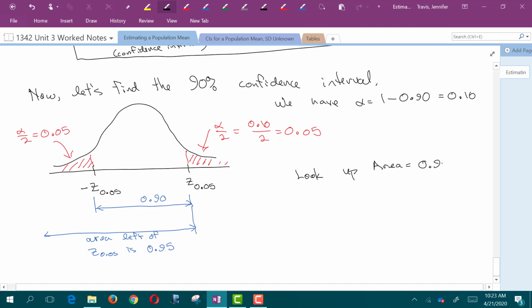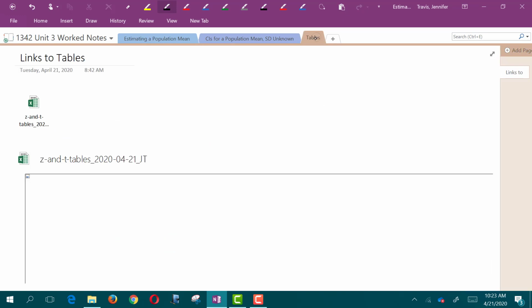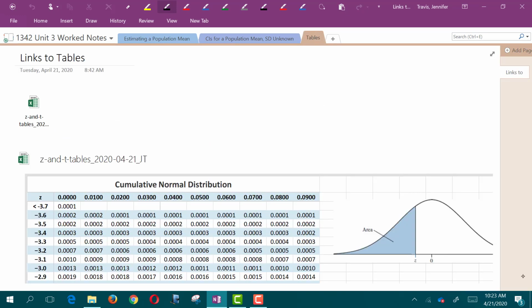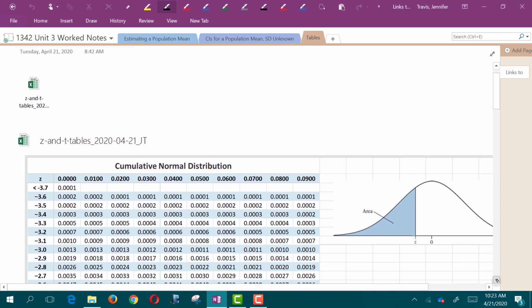equals 0.95 in the z-table. And then we're going to use that to get the value for z.05. So this is my critical value. Okay, so I go back to my table. I try to find area of 0.95.